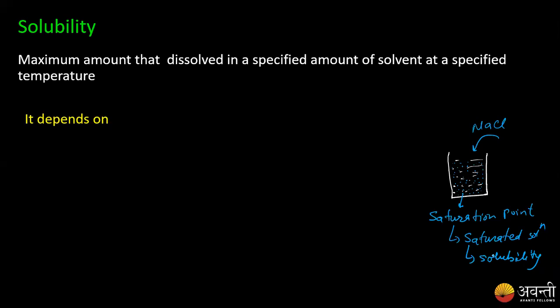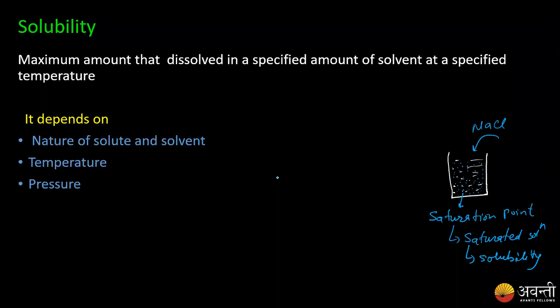Now the solubility depends on three factors. The first one is the nature of solute and solvent. The second one is the temperature, and the third one is the pressure. On these three factors, the solubility is dependent.